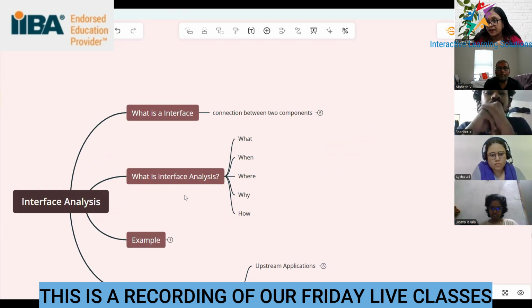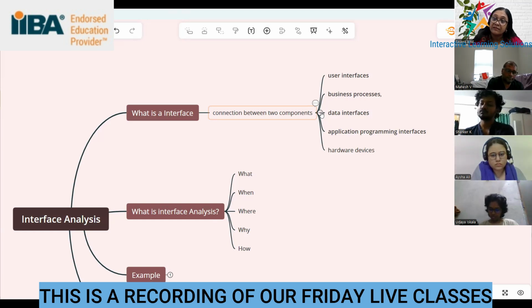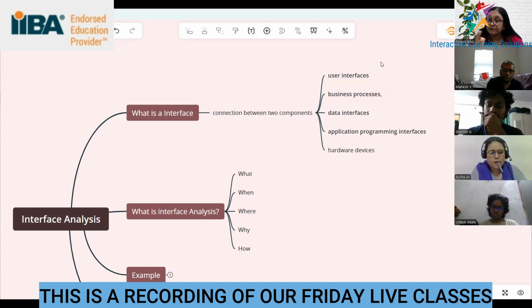And what is interface analysis? When we say interface analysis, what do we exactly mean? And what is the BA's role in an interface analysis? See, when you get into a project, when you are new to a particular project, you are just studying that particular application, you need to use this technique to understand what interfaces are involved in that particular application. So you might have gotten to that project midway, and you don't know which interfaces this application is actually connecting to.